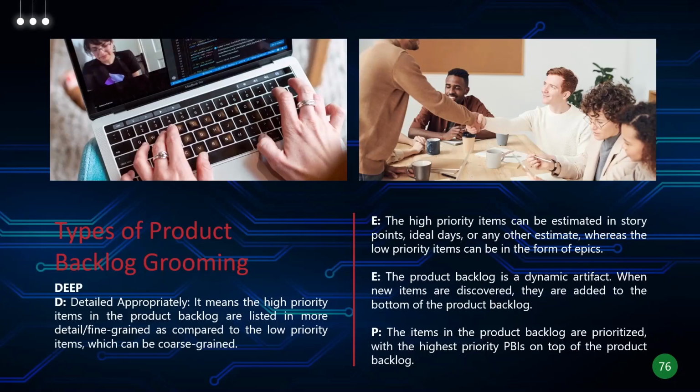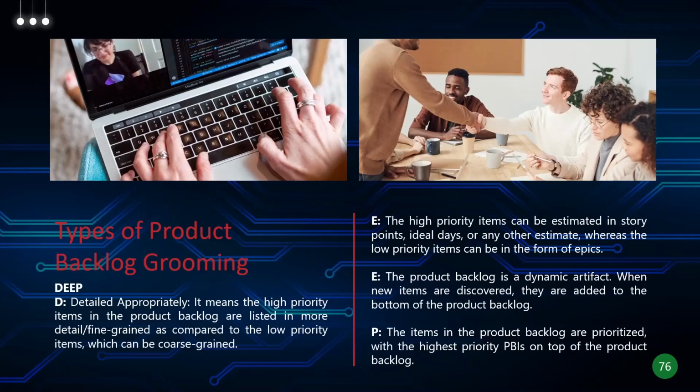So basically, by detailed appropriately, it means that the higher priority items in the product backlog are listed in more detail. They should be fine-grained compared to the lower priority items, which can be coarse-grained because you're not really working on the lower priority items immediately, right? So pay attention to the more immediate items which are high priority. Make sure they are as detailed and fine-grained as possible.